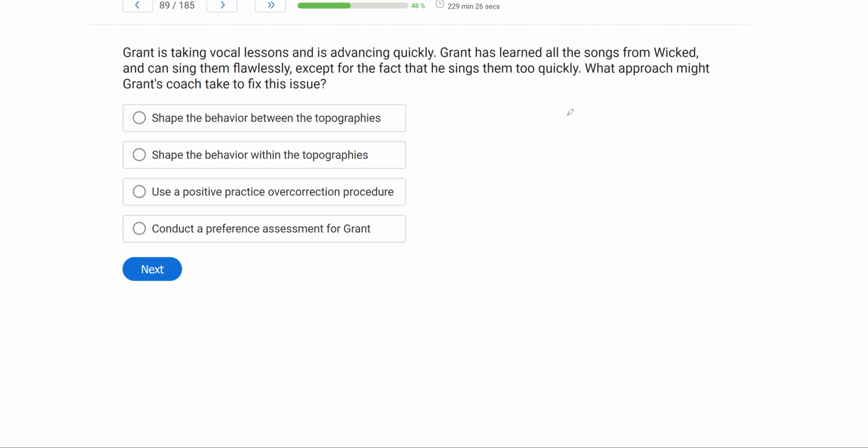Grant is taking vocal lessons and is advancing quickly. Grant has learned all the songs from Wicked and can sing them flawlessly, except for the fact that he sings them too quickly. What approach might Grant's coach take to fix this issue?